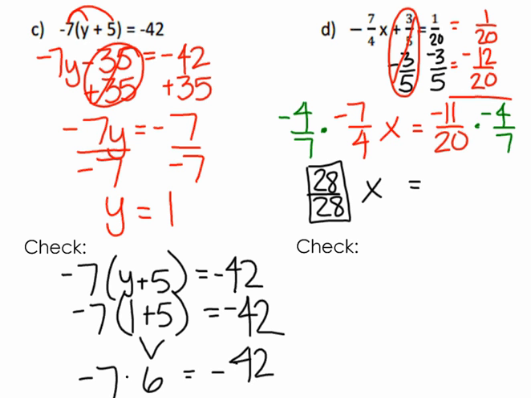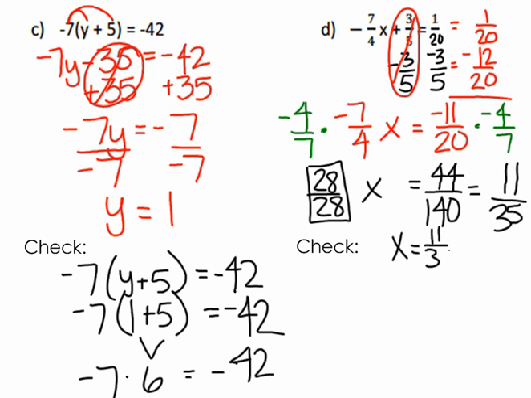And on the other side, negative 11 multiplied by negative 4 is 44. 20 multiplied by 7 is 140. And I can divide by 4 to simplify. So 44 divided by 4 is 11. 140 divided by 4 is 35. So my final answer, x equals 11/35.